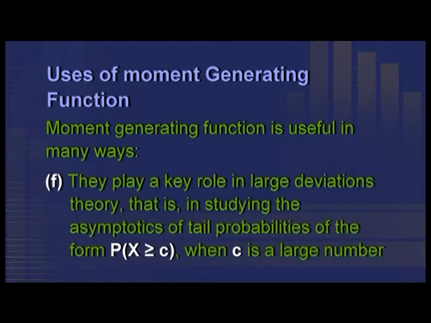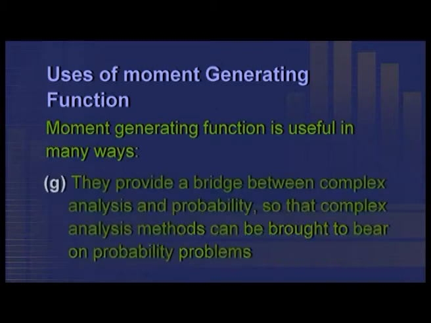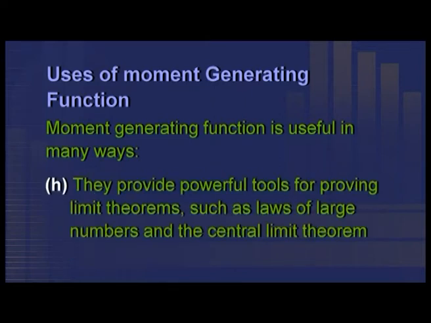They play a key role in large deviations theory, that is, in studying the asymptotics of tail probabilities of the form P(X ≥ C), when C is a large number. They provide a bridge between complex analysis and probability, so that complex analysis methods can be brought to bear on probability problems. They provide powerful tools for proving limit theorems such as laws of large numbers and the central limit theorem.